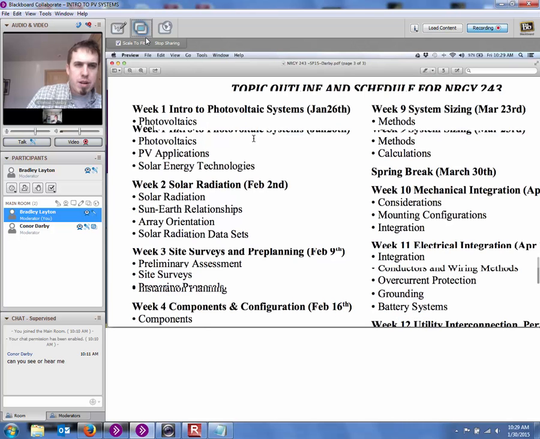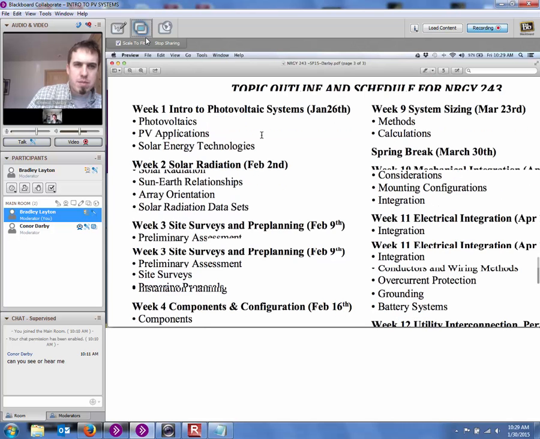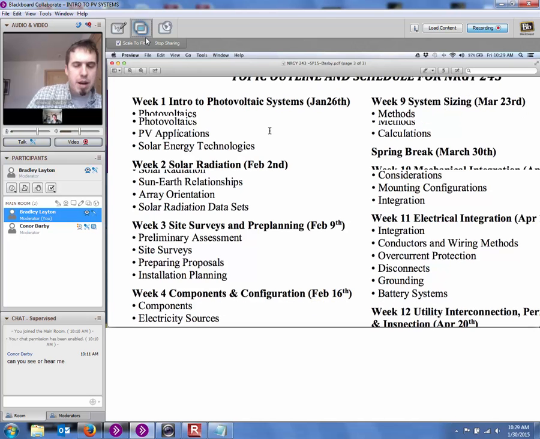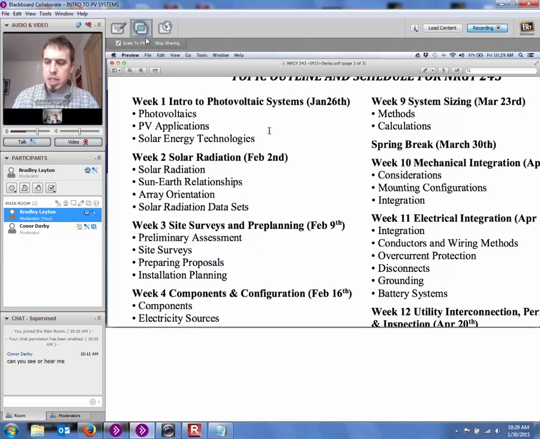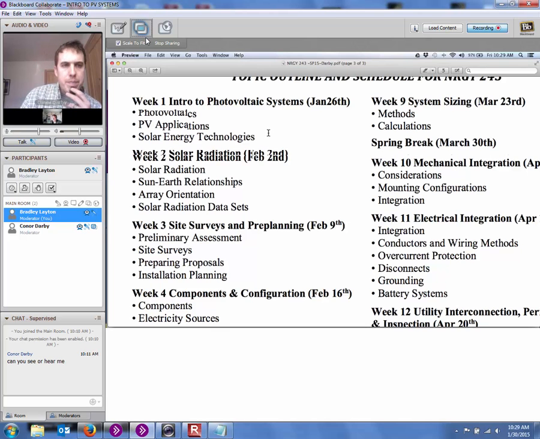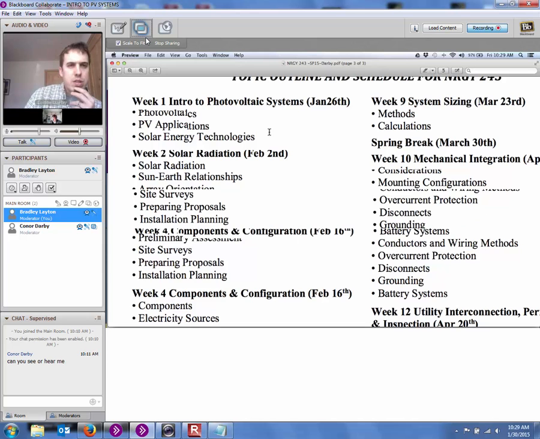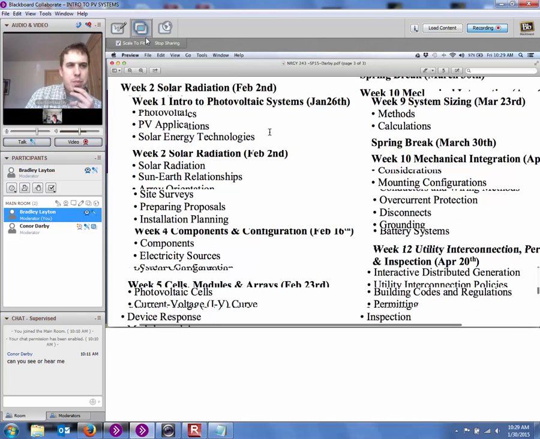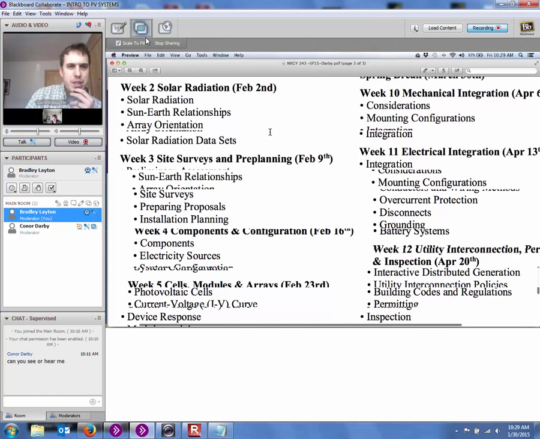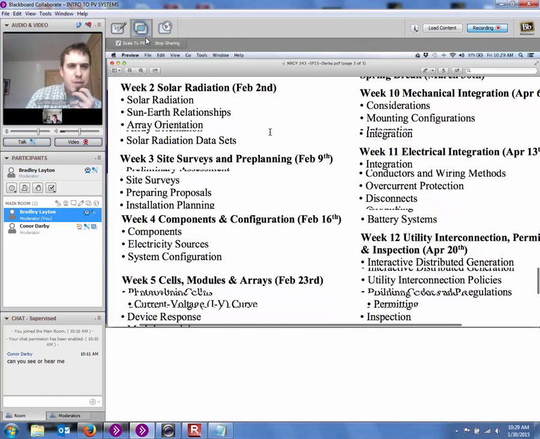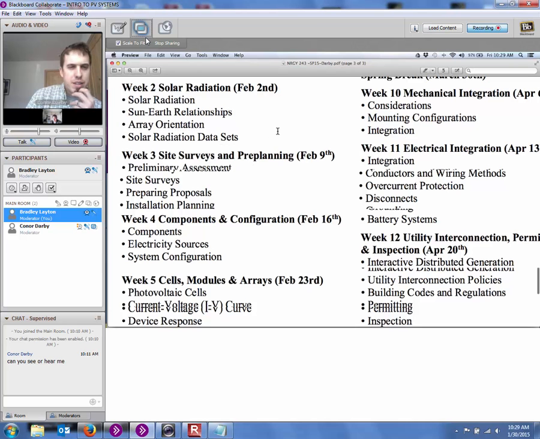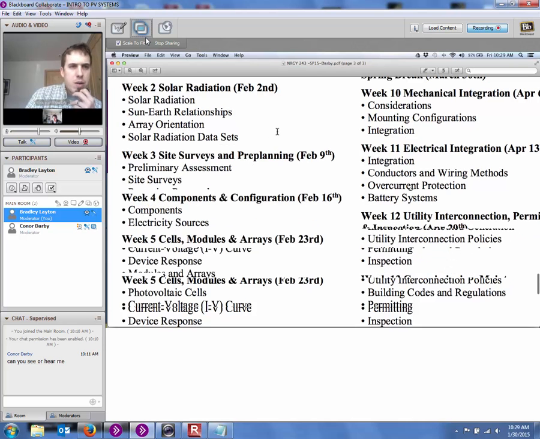Between now and then, we've got week one, an intro to PV systems today, where I'll go over some broad topics about the technology, PV markets in our country and globally, as well as some of the finer details of how PV electricity actually works. Next week is solar radiation. That's a lot more of what you would expect from a scientific analysis of the radiation, the energy that we actually get from the sun.